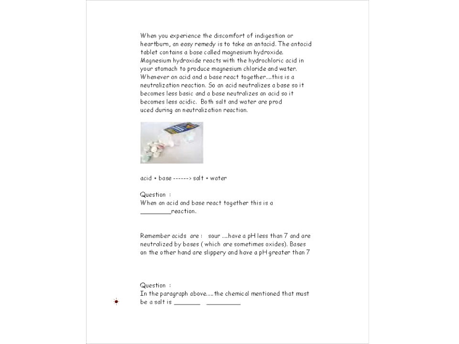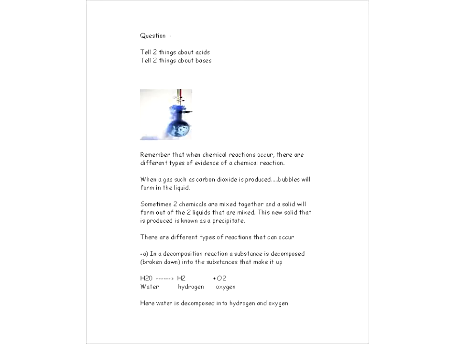So now what we want to do is, this question says, in the paragraph above, the chemical mentioned that must be a salt is, okay, so what chemical would that be? So what you need to do is look at what the acid-base reaction was and what would the salt be that was being produced. So remember, the magnesium hydroxide, that was the base. It was canceling out the acid. And so just read on and see what you think the salt would be, and that's where you would write in this part here. Okay, on to the next page.